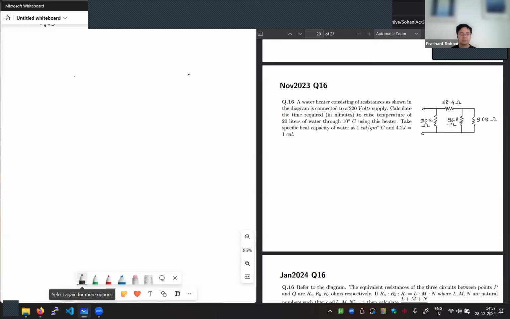Okay, so then we'll go to the next question, question 16, which is interesting. It is actually a combination of two topics. If you read the question, the first part is a circuit given and we have to find the equivalent resistance. And the other part is a calculation about heating water and how much energy is required. So this question combines the knowledge of equivalent resistance and specific heat.